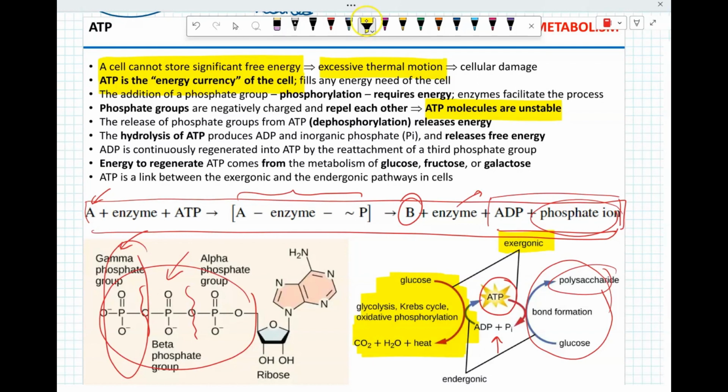So ATP hydrolysis, as we just discussed, releases energy. Now, ADP is regenerated here in the blue reaction by the reattachment of the gamma phosphate group. Where does the energy for that ATP regeneration come from? It comes from catabolic reactions of breaking down glucose or fructose or galactose or lipids. Essentially, ATP provides an important link between the exergonic and the endergonic pathways within the cell.